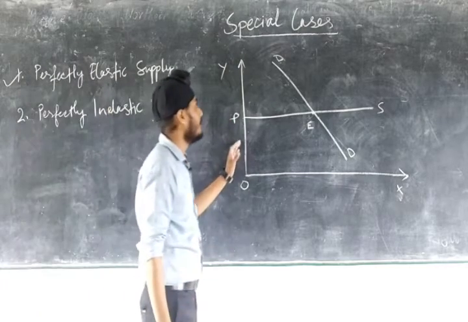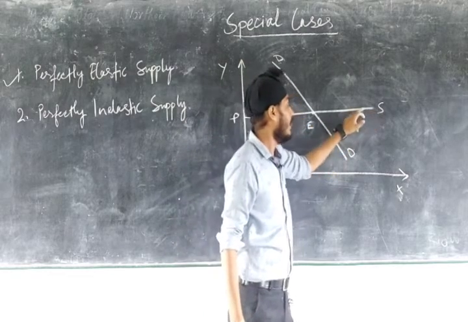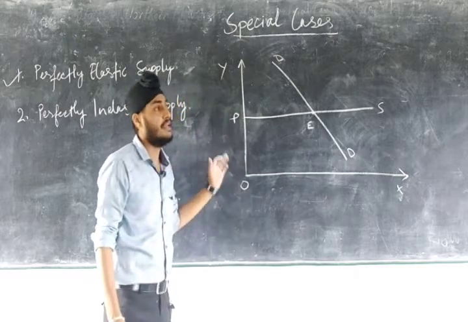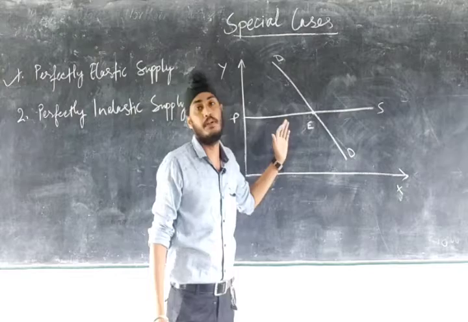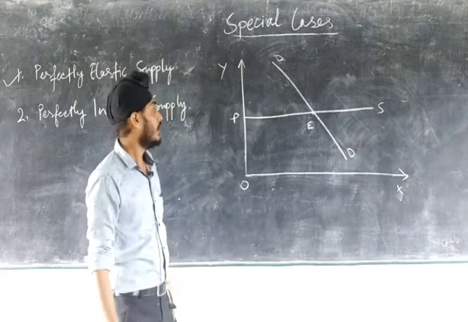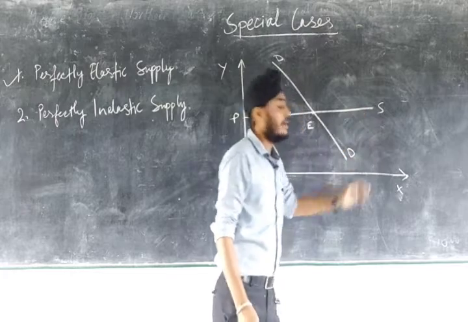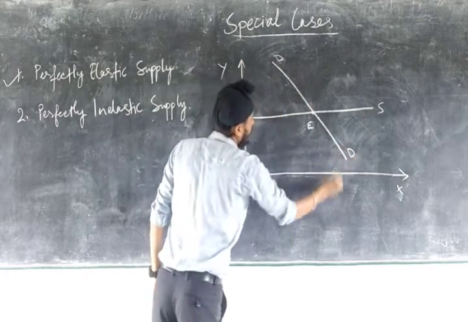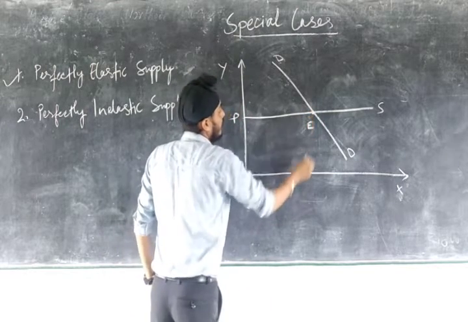So you can see in this diagram, I have drawn a perfectly elastic supply curve. It is parallel to x-axis. Clear? Now if you don't know the concept of elasticity of supply, just go through the chapter elasticity of supply, then you see this video so that it will be clear to you. I have drawn a perfectly elastic supply curve which is parallel to x-axis. Now I have drawn a simple demand curve, that is D. So here I got equilibrium point where supply and demand is equal.